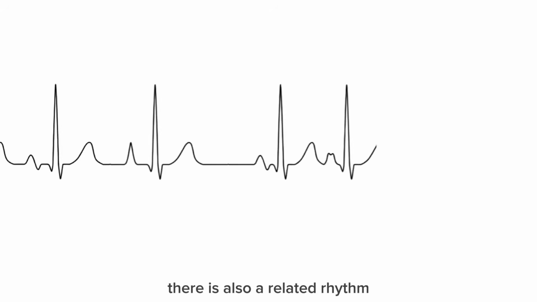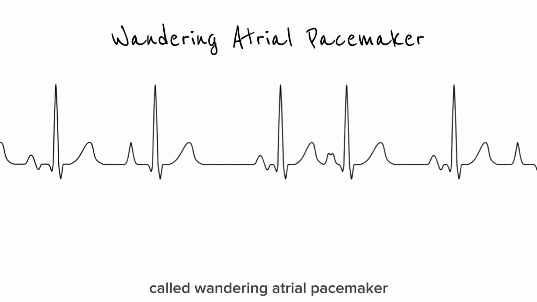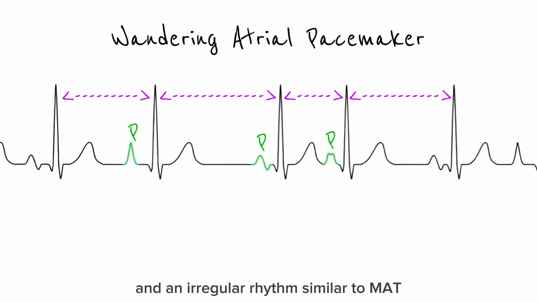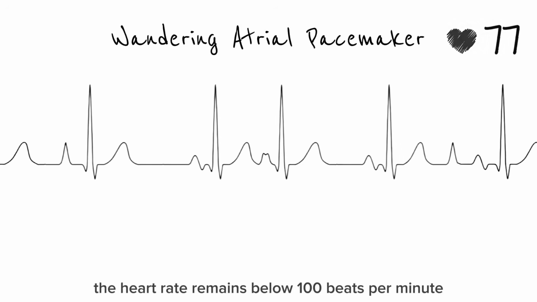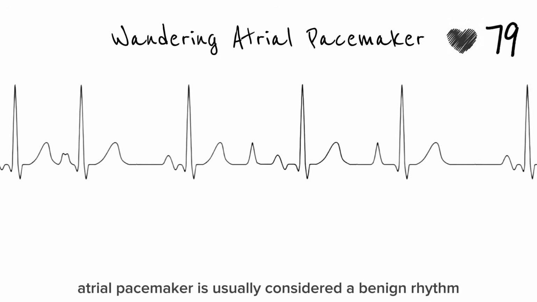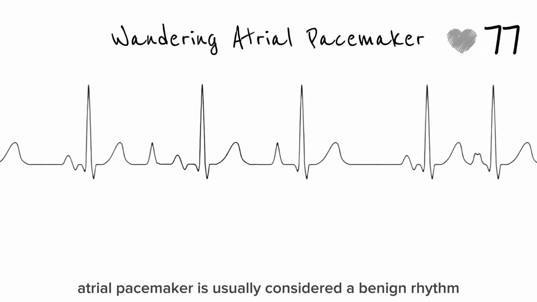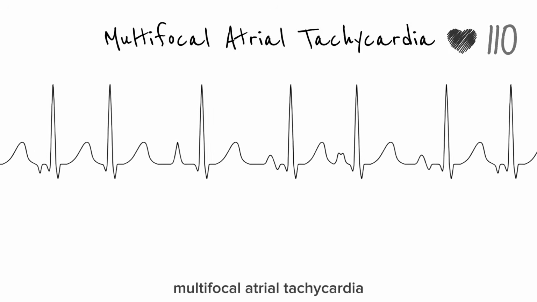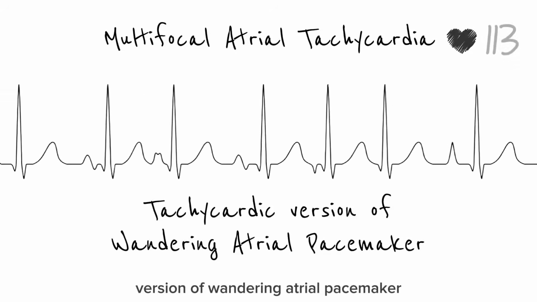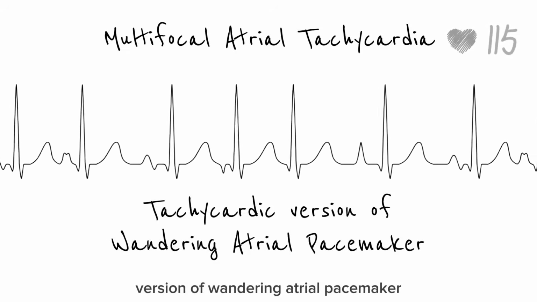There is also a related rhythm called wandering atrial pacemaker. This rhythm has multiple P-wave morphologies and an irregular rhythm similar to MAT. However, the heart rate remains below 100 beats per minute. Wandering atrial pacemaker is usually considered a benign rhythm. Multifocal atrial tachycardia can essentially be thought of as the tachycardic version of wandering atrial pacemaker.